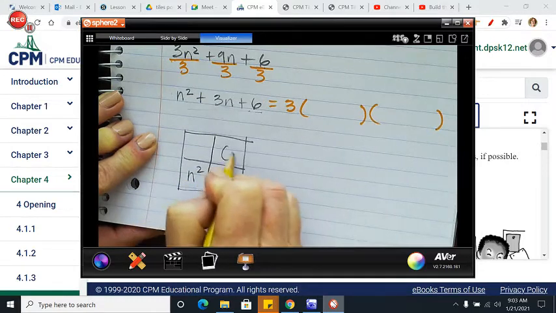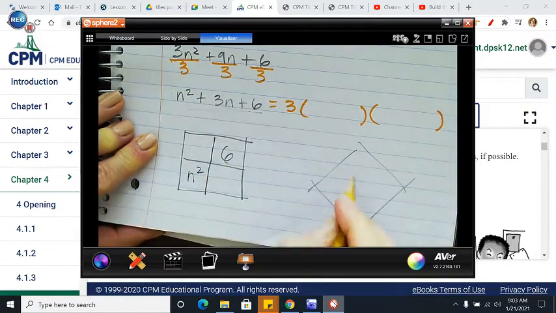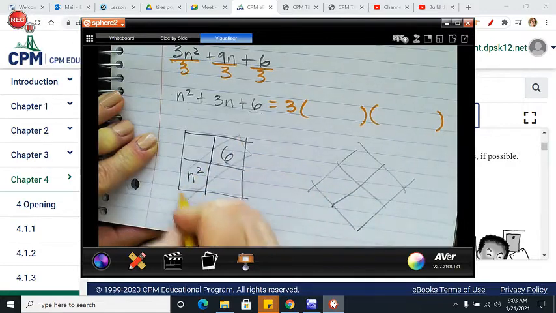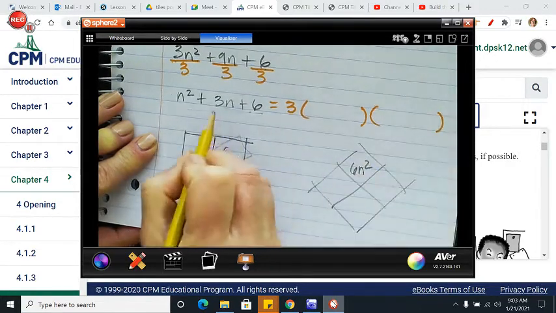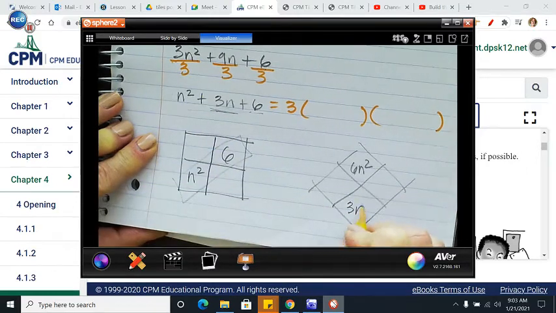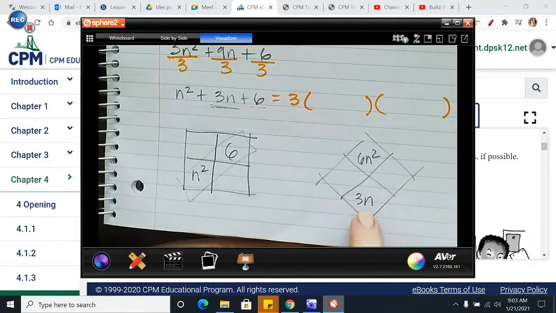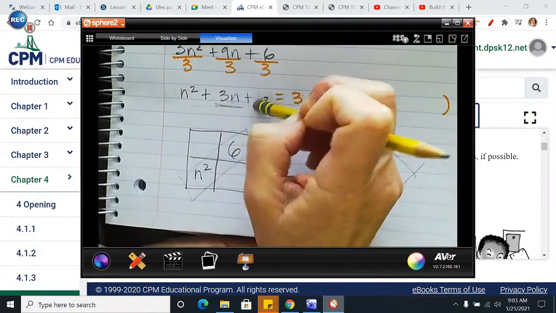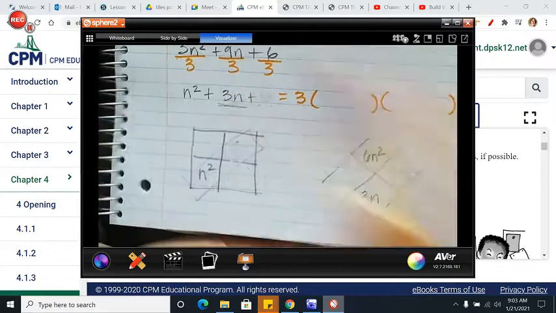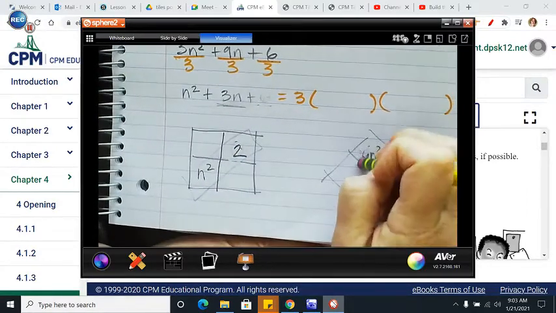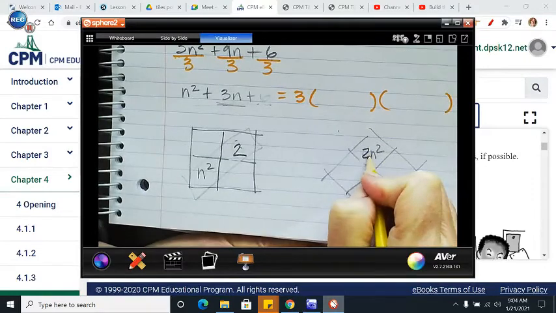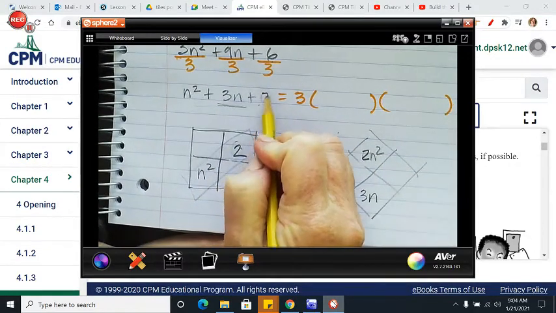So n squared and 2. Multiply these, so 2n squared on top. This term goes on the bottom. And then you're looking for two numbers that when you multiply them, you get 2, and when you add them, you get 3. So what can you multiply to get 6, but when you add it, you get, oh, that should be a 2. Whoopsie, sorry. So this is 2n squared. This is a 2. 6 divided by 3 is 2.